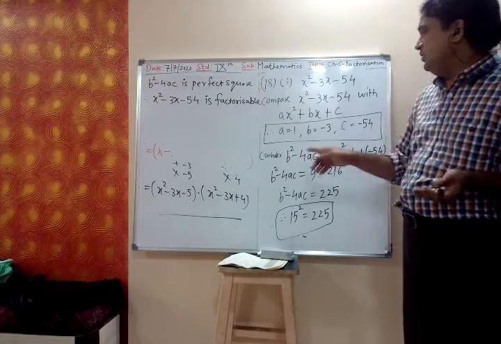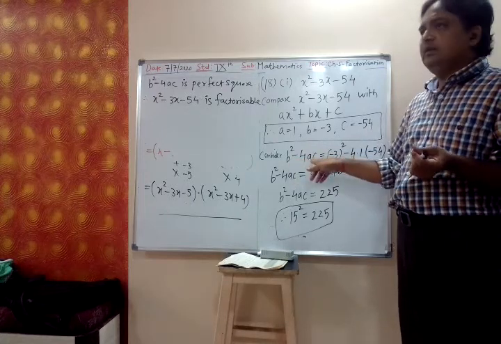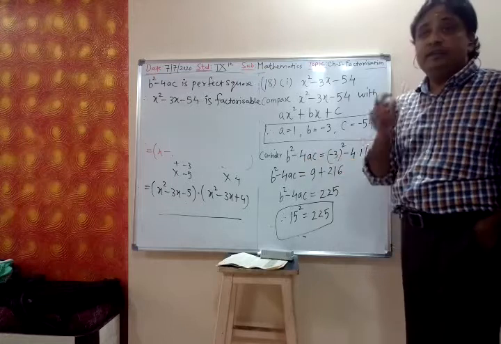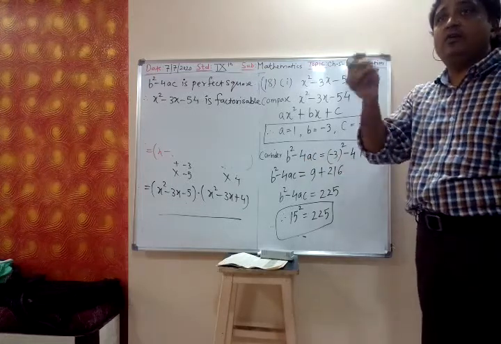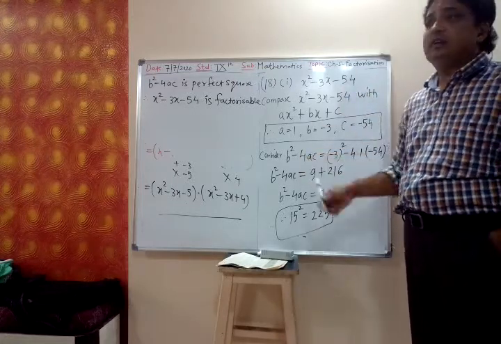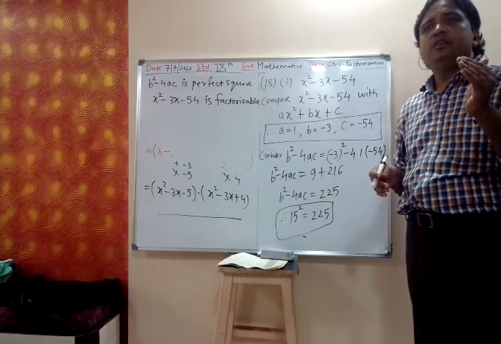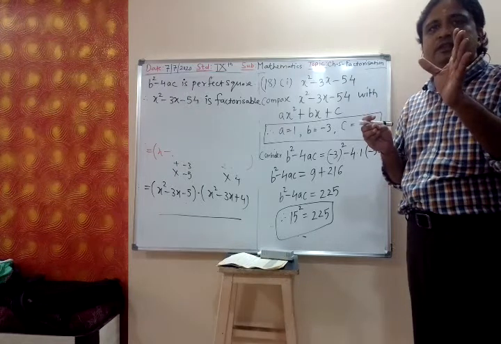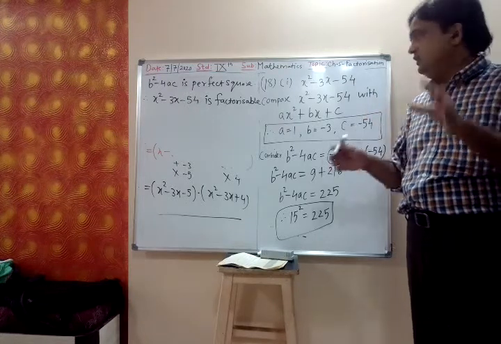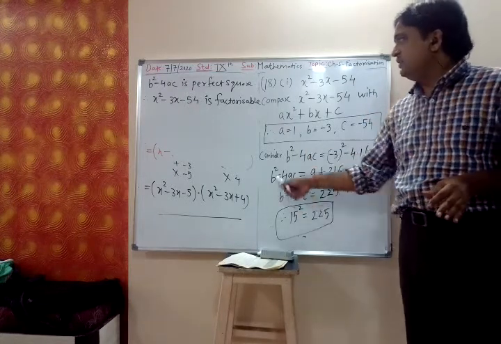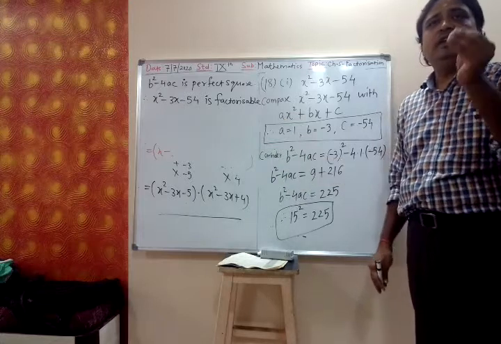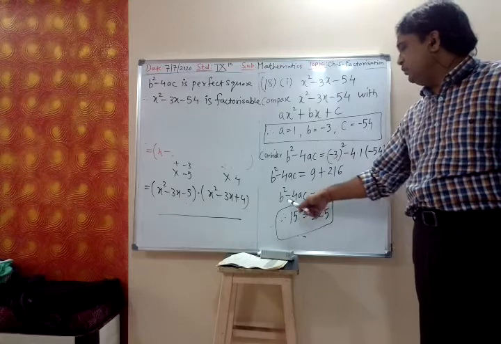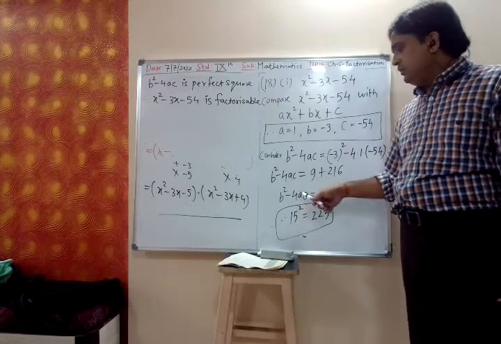That derivation part is not there. Yes, that condition you have to check. If it is asked whether it is factorizable or not, then you have to check the condition. If the question is factorize, then there is no need to check the condition. But if the question is whether it is factorizable or not, then you have to check the condition of b square minus 4ac.